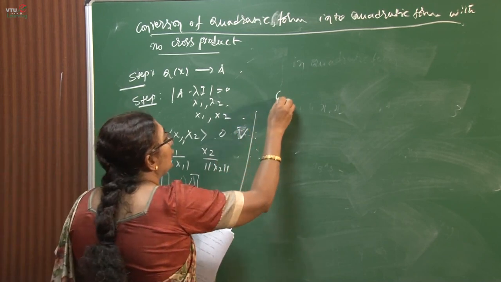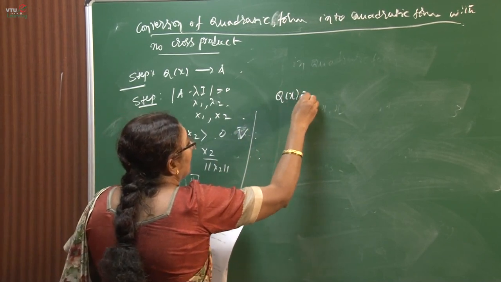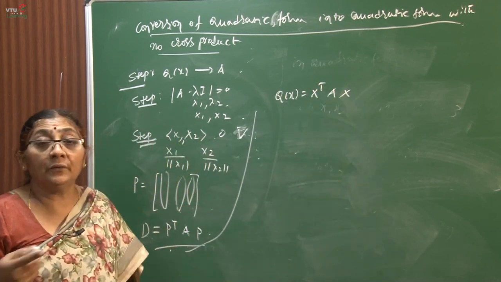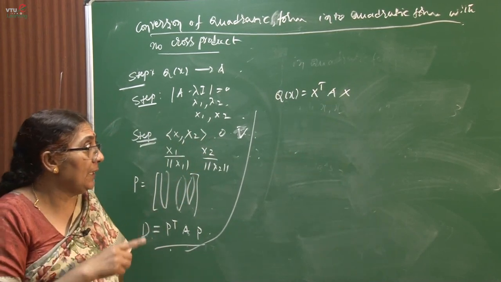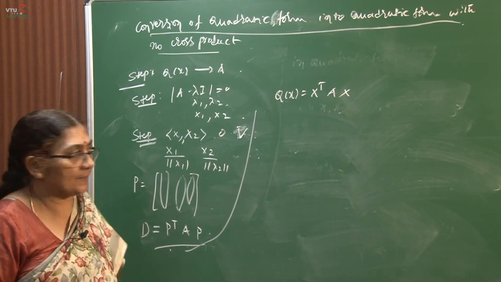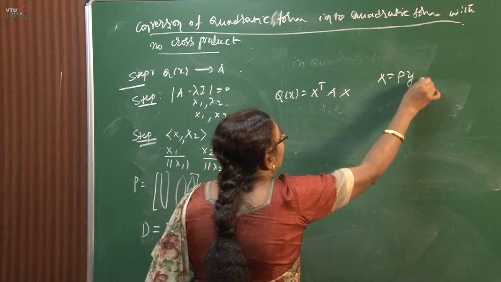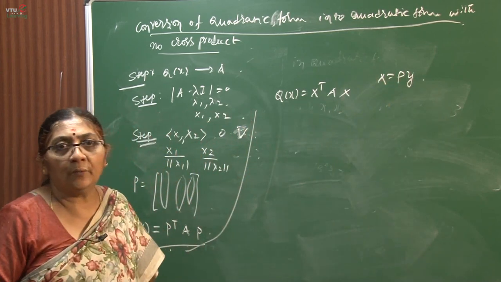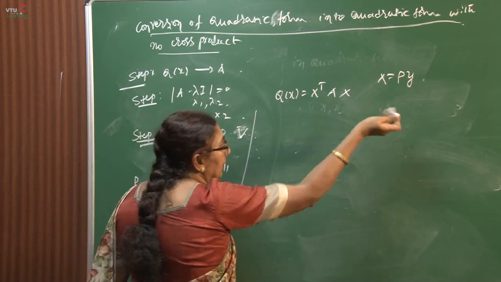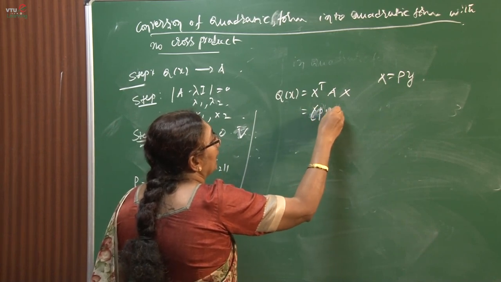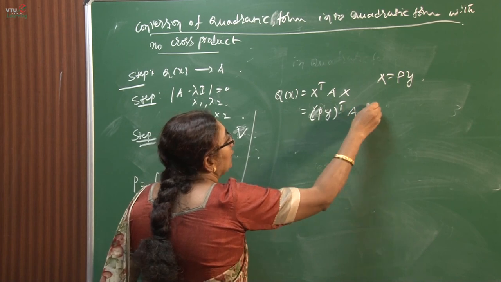The next is Q of X, which is nothing but X transpose A into X. You already know that. If you want to convert to quadratic form, what's the formula? X transpose A into X. Now, instead of X, I'm going to substitute a new variable, PY. So X becomes PY, and we get (PY) transpose A into PY.